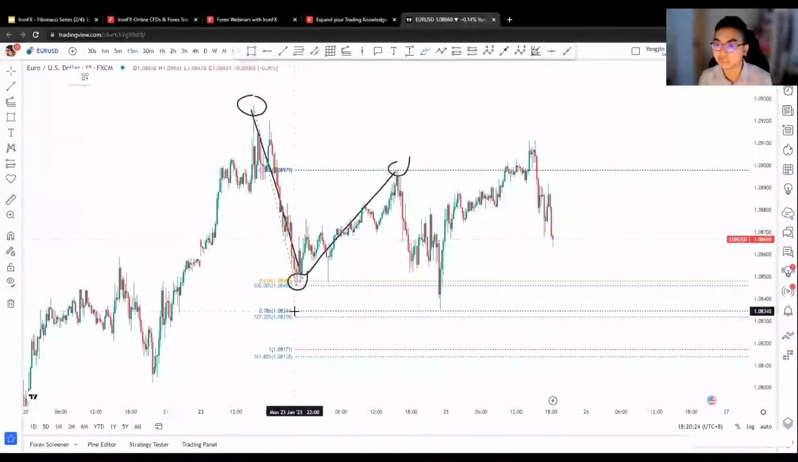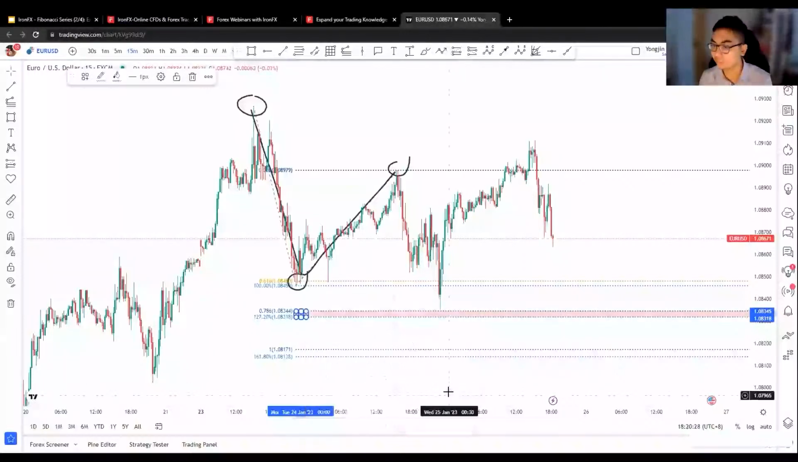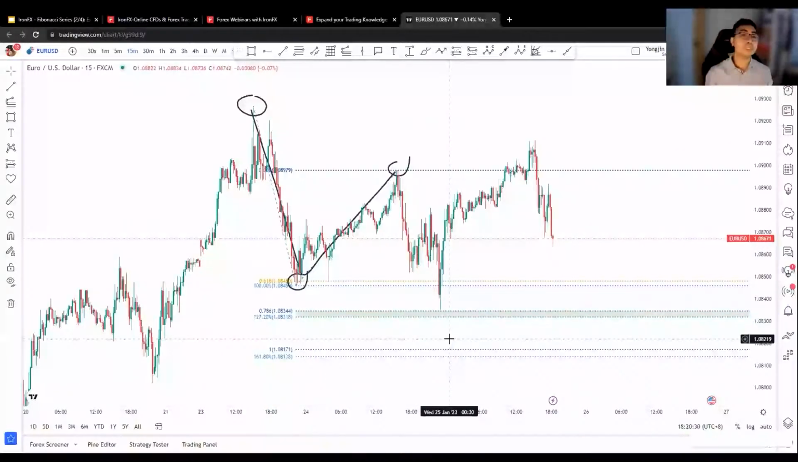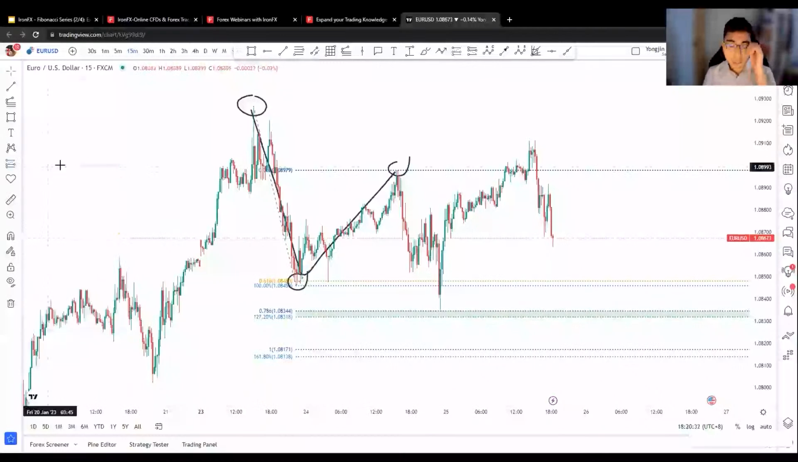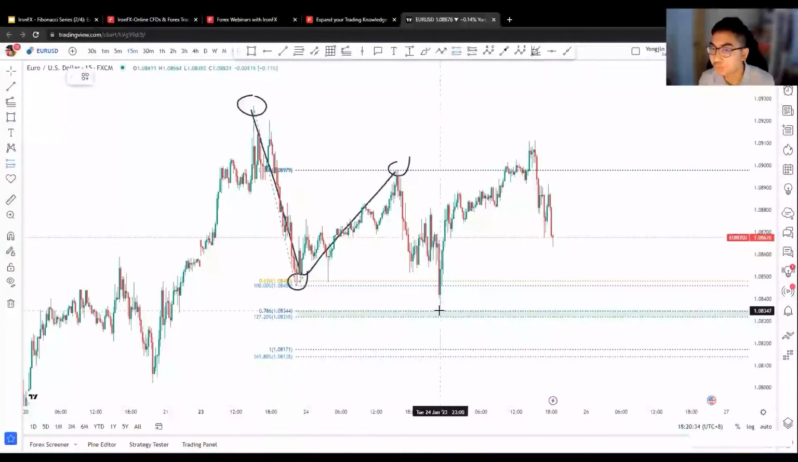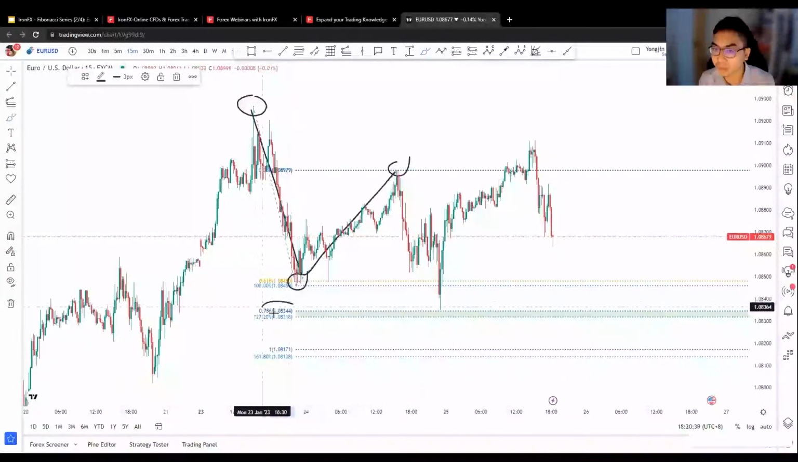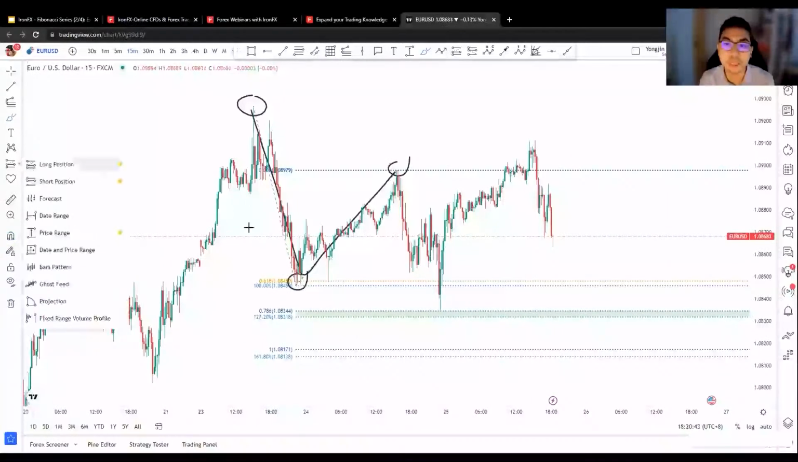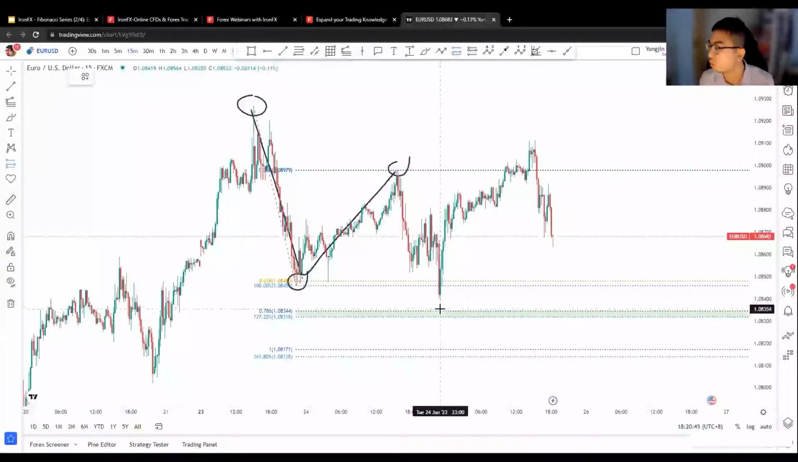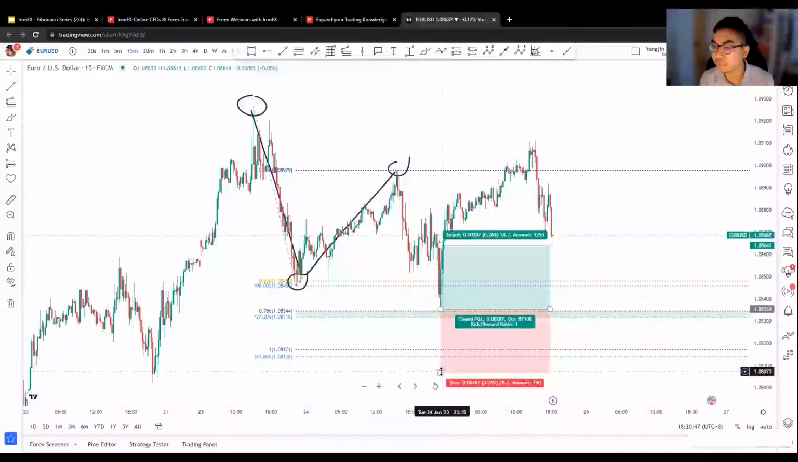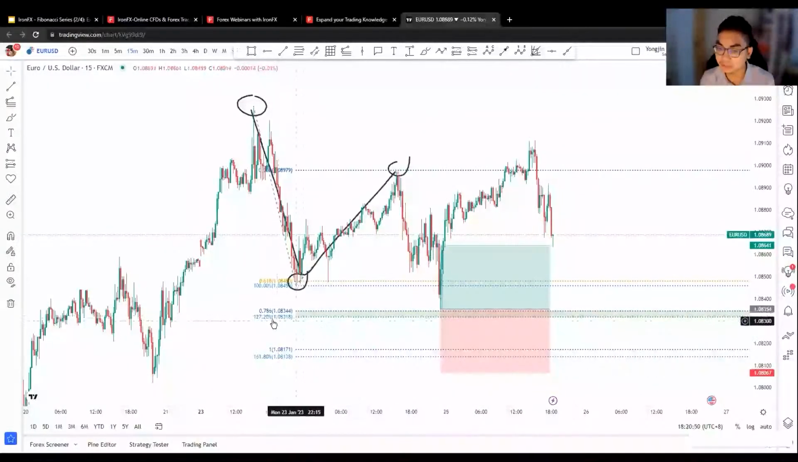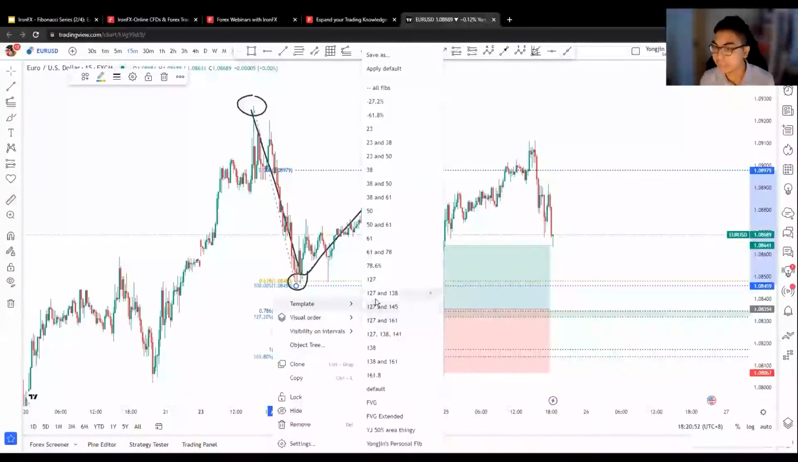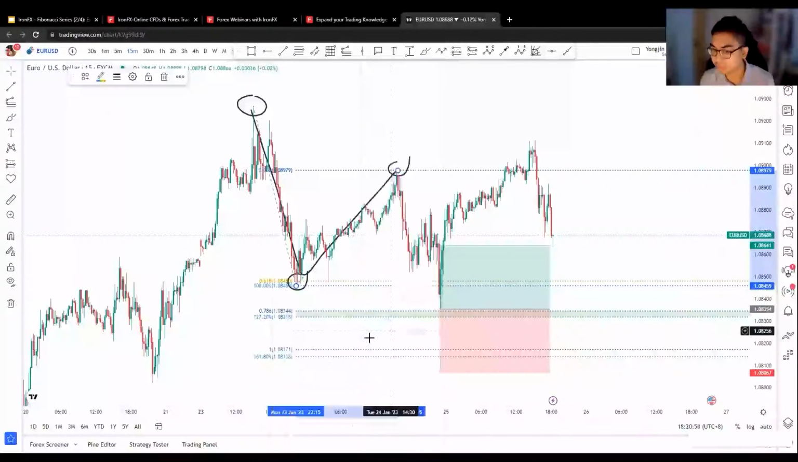You can actually draw a box. Take a look very, very nicely. So in order not to miss your entry, you can actually have a 1 pip entry above. So instead of 1.08344, you enter at 1.08354. So it looks more or less like a sniper entry. 354. You snipe your entry, stop loss at the... Let me get this out. 127, 138. Okay.